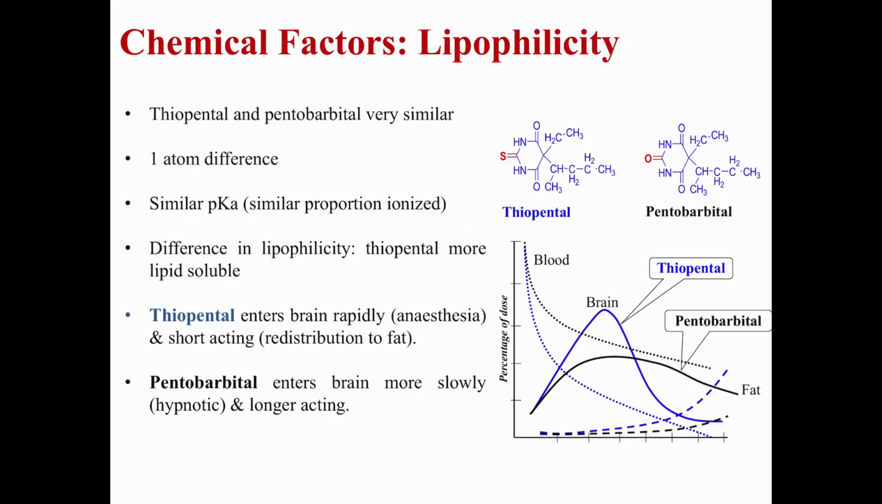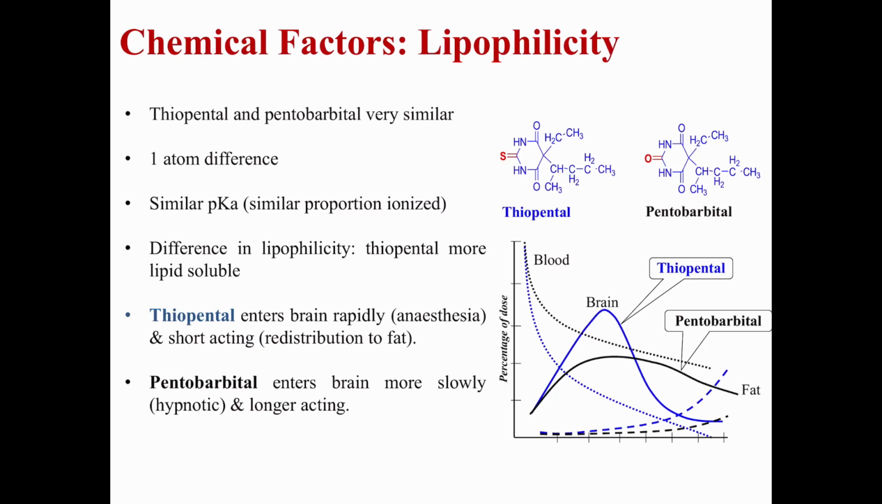The first of these factors is the lipophilicity of a compound. I would like to illustrate this a bit better with an example of two compounds that are very similar and yet can be metabolized very differently. Thiopental and pentobarbital are very similar. There is only one atom difference between them, as is illustrated in the structures on the right. They even have a similar pKa, i.e. there is a similar proportion ionized in each case. However, there is a difference in lipophilicity, in that thiopental is more lipid soluble.